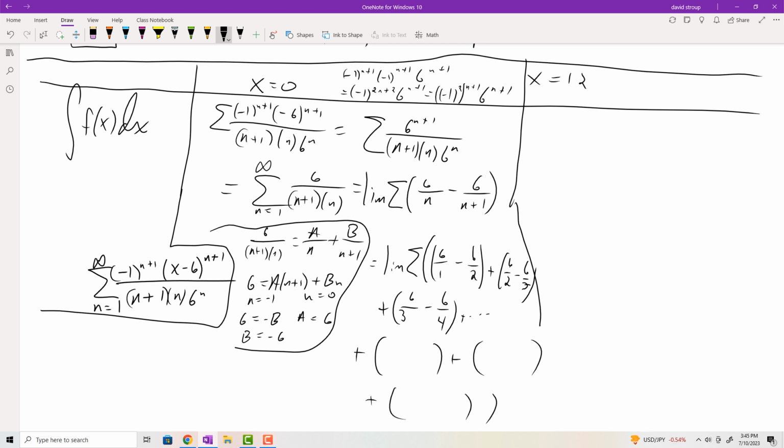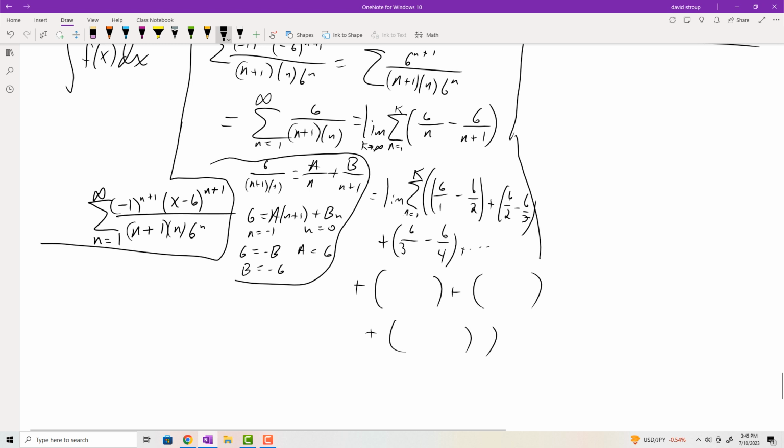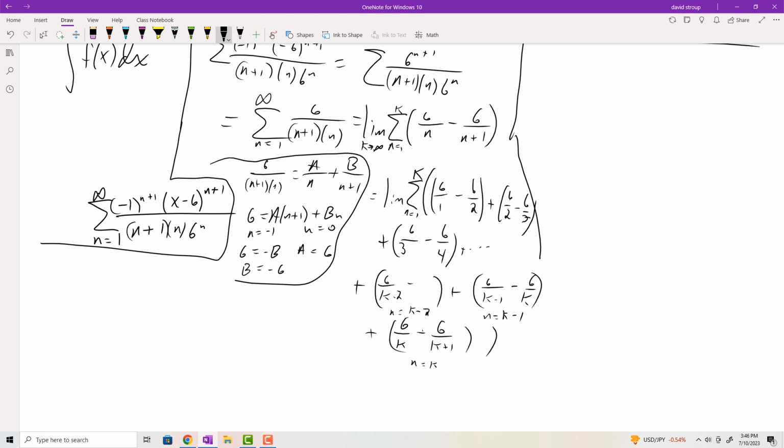The last term, let's say it's going to k, so n equals 1 to k, and then we're taking the limit as k goes to infinity. Okay, so what do we have? The last term, I said k, so 6 all over k minus 6 all over k plus 1, so this is n equals k. Then the one before it is n equals k minus 1. So I have 6 over k minus 1 minus 6 all over k, and the one before that, n equals k minus 2. So I have 6 all over k minus 2 minus 6 all over k minus 1.